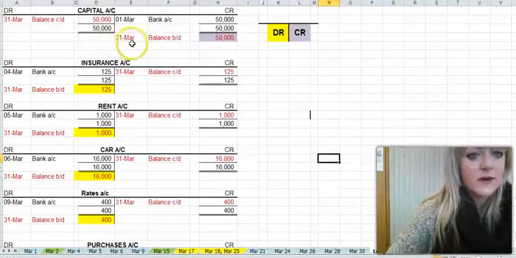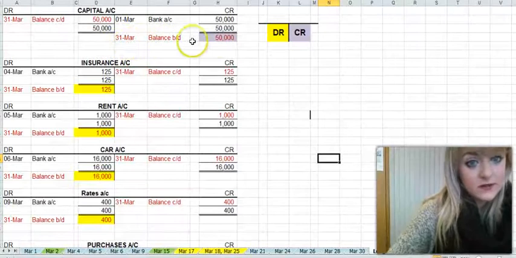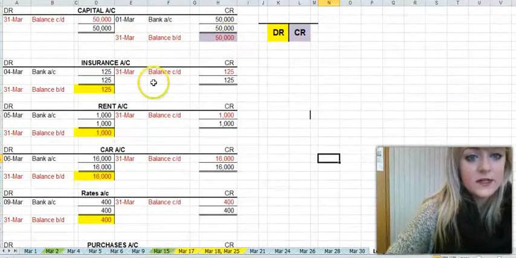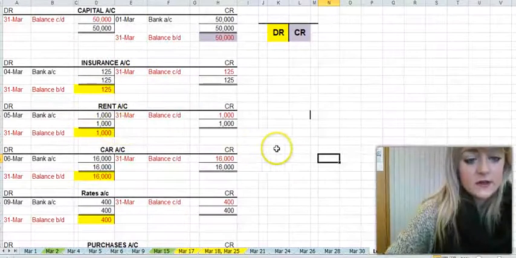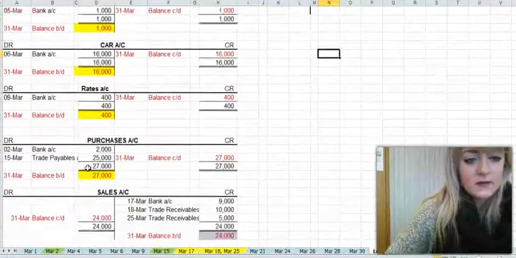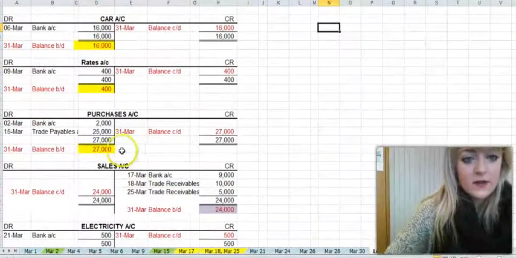So this will be the 31st of March, but it'll also be the 1st of April. So it'll be the opening balance then. So we do the same for the insurance account. So it's brought down here for the following month, another expense, rent account. So everything that's a debit is highlighted in yellow. And everything is pretty straightforward.